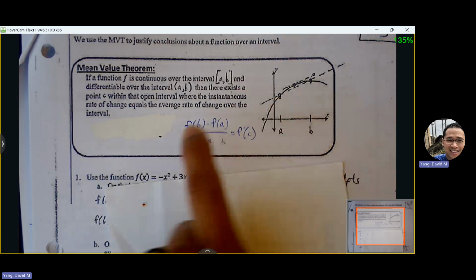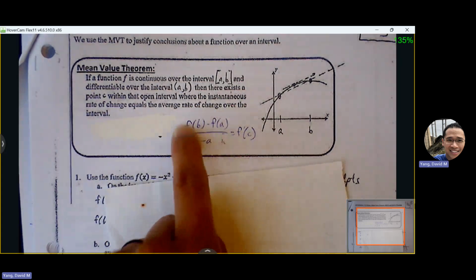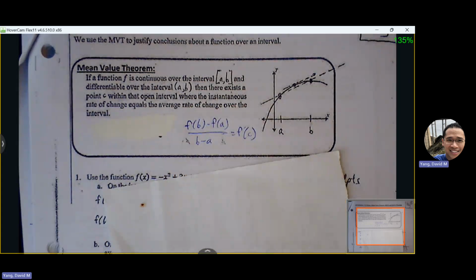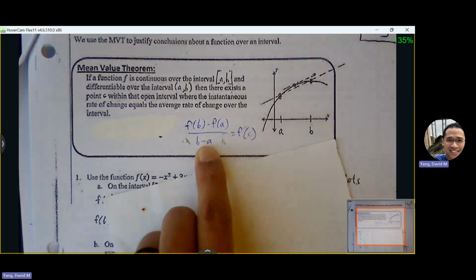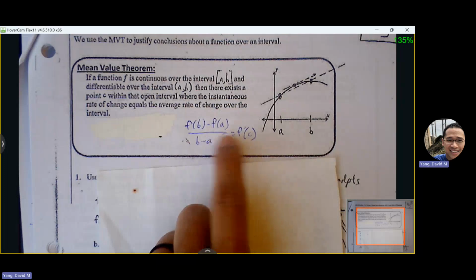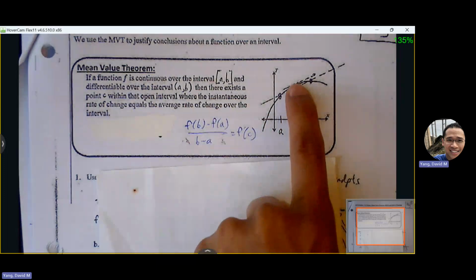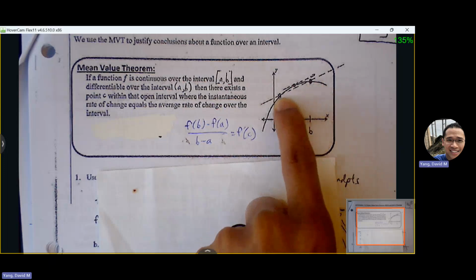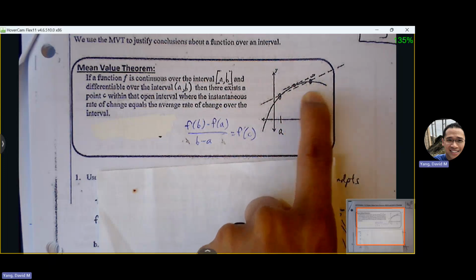So that's just algebra, right? We know how to find this. We know how to find slope. Find 2 points. They're always going to provide you the 2 endpoints. You just have to plug them back into the original function, get the y values, change in y over change in x. And after that, we're going to find the derivative, and we're going to set them equal to each other. Okay? What this allows us to do is we're able to pinpoint a place on the curve where this particular slope that we found between the endpoints exists.